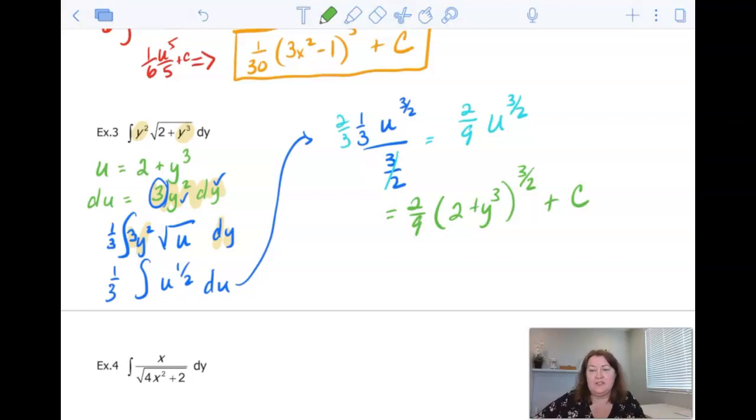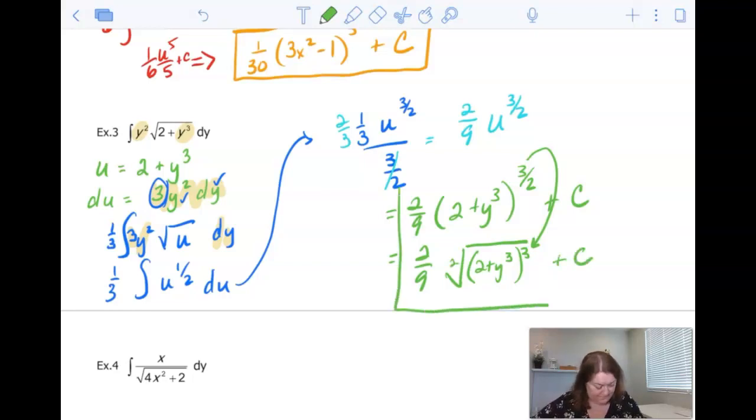Now I might look at the original and go, wait, they had it under a square root. Okay, fair. So if I want to put it underneath some kind of radical, remember the third power stays on the inside. So this is going to be a 2 plus y to the third. So this third becomes the third on the outside. And then the 2 is the index number, so this is just a square root plus c. So either one of these is our correct answer.